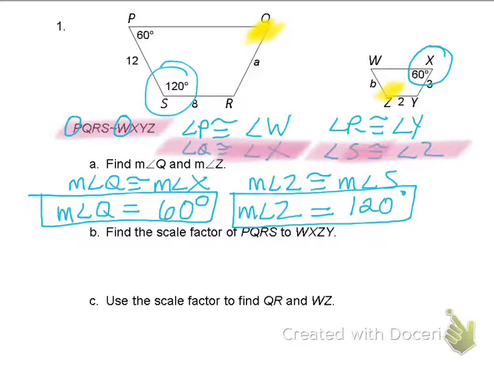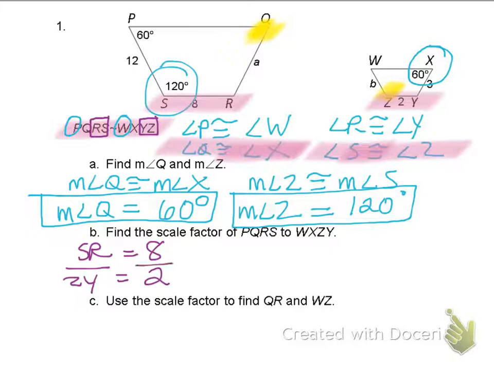So I've noticed that this side, SR, has an 8, and its corresponding side, ZY, has a 2. And I know they're corresponding because SR and ZY are in the same order in the similarity statements. So I'm going to write down SR equals 8 over ZY, which equals 2. So that's my scale factor, 8 over 2, which I can reduce to 4 over 1.